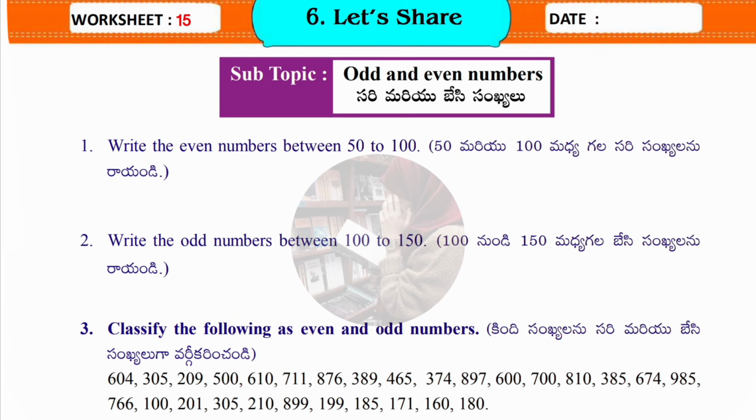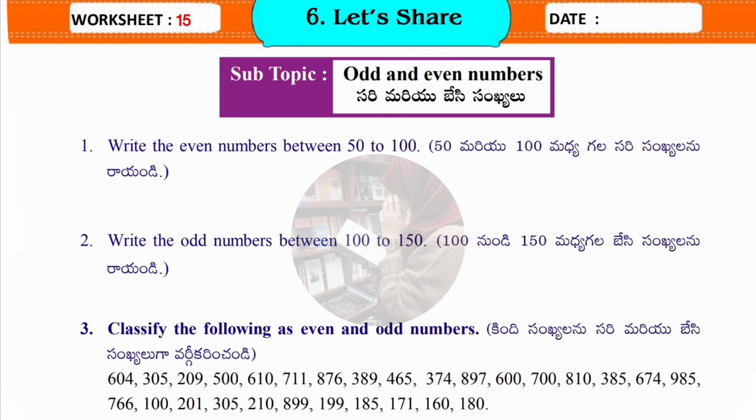Got it, guys? Let's move to the next worksheet, that is worksheet number 15. Here the subtopic is even and odd numbers. Okay, let's see the first Roman. Write the even numbers between 50 to 100. We have to write the even numbers.